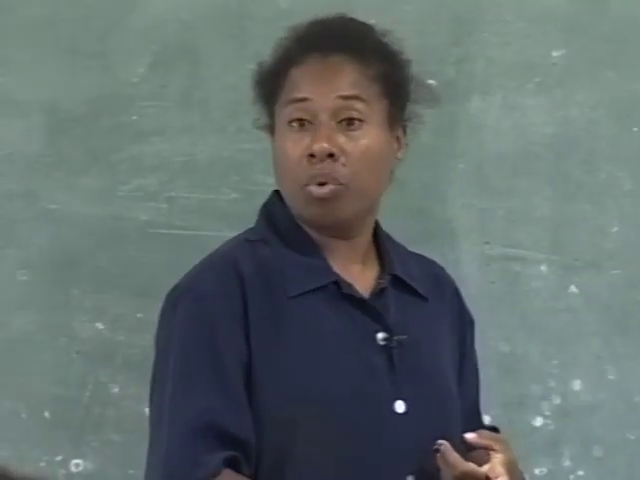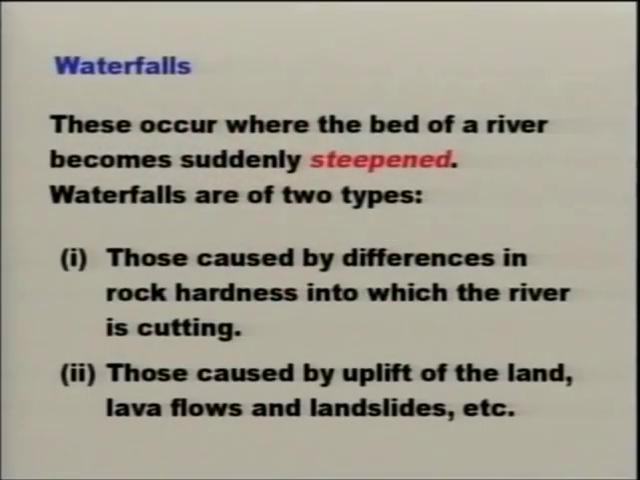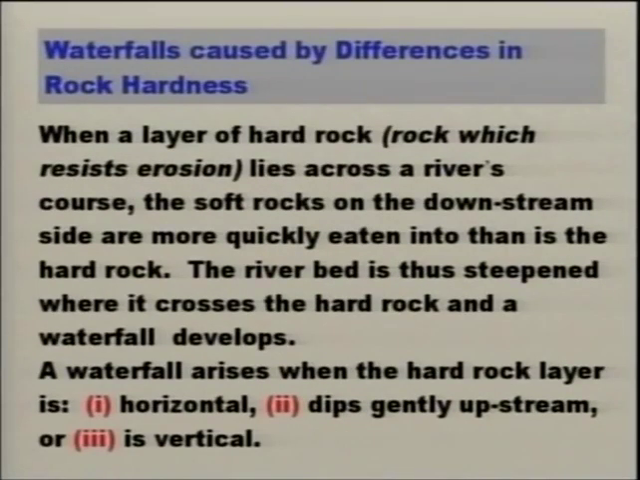To recap on the work we did on waterfalls, I mentioned that waterfalls occur where the bed of a river becomes suddenly steepened. Waterfalls are of 2 types. Number 1, those caused by differences in rock hardness in which the river is cutting, and those caused by uplift of land, lava flows, landslides, and etc. We looked at the waterfalls which are caused by differences in rock hardness into which the river is cutting. And there were 3 different types that we looked at in our last lesson.